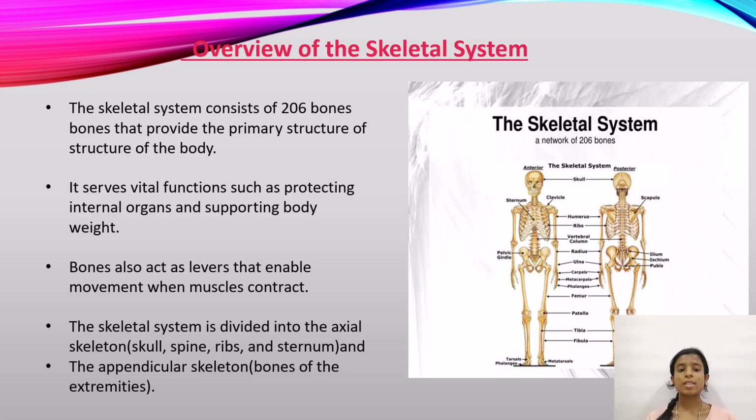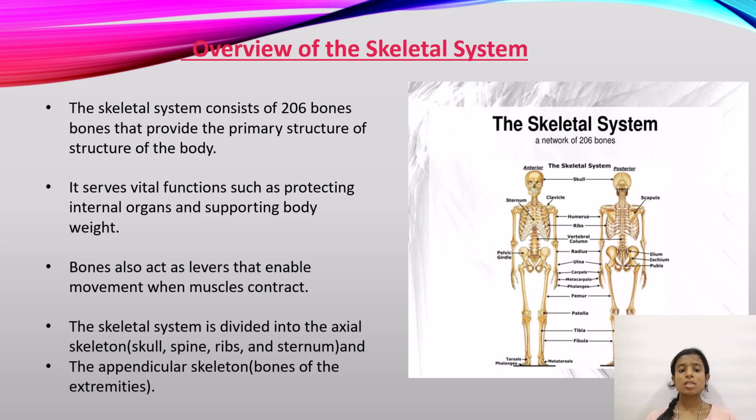Overview of the skeletal system. The skeletal system consists of 206 bones that provide the primary structure of the body. It serves vital functions such as protecting internal organs and supporting body weight. Bones also act as levers that enable movement when muscles contract.